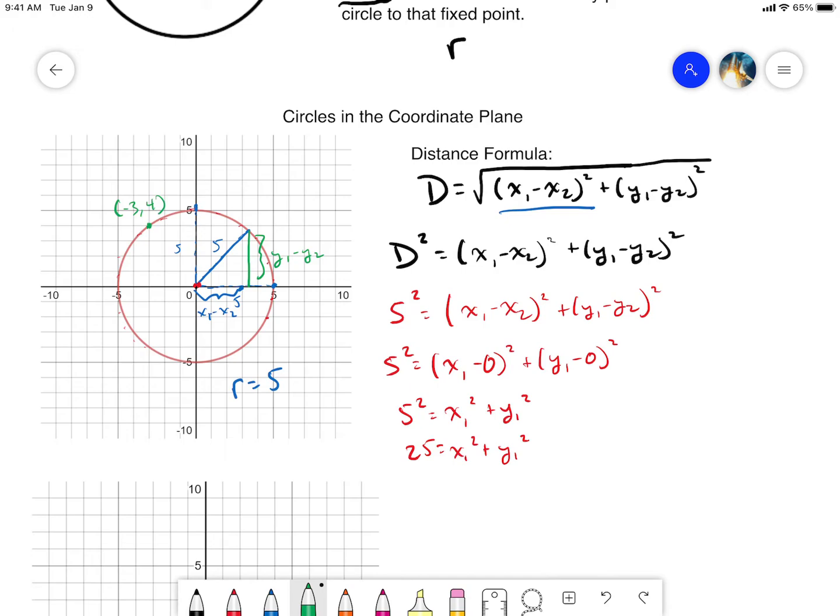So -3 is my x, so 25 is equal to -3 squared plus 4 squared. 25 is equal to 9 plus 16. 25 is equal to 25. Yep. So that point is definitely on the circle.